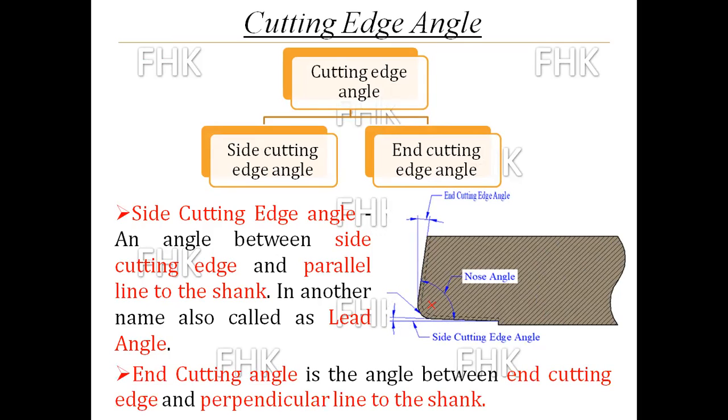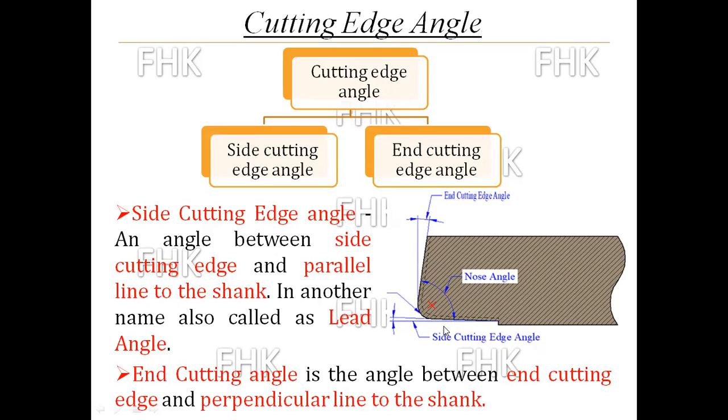Now come to the next angle, the end cutting edge angle. It is the angle between the end cutting edge and the perpendicular line to the shank. This is the end cutting edge. There is the shank, and I draw the perpendicular line. The angle made by the end cutting edge and the line perpendicular to the shank is called the end cutting edge angle.